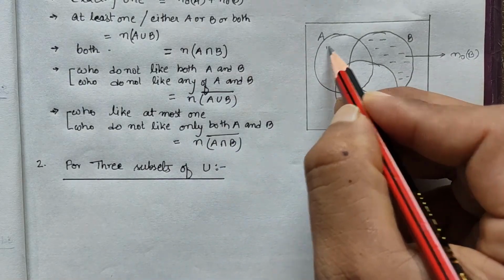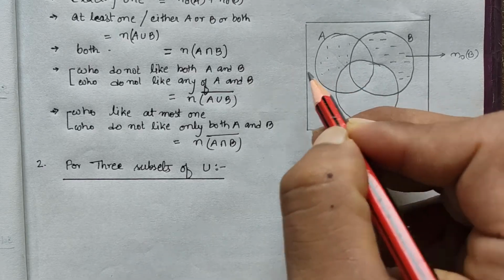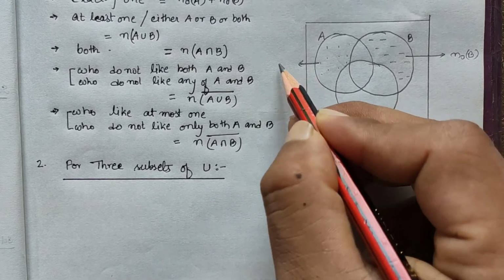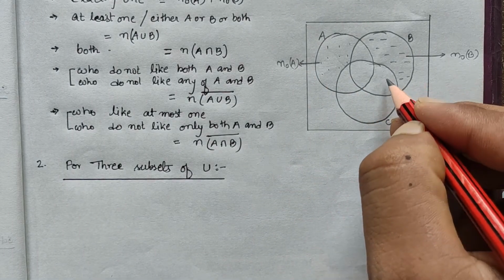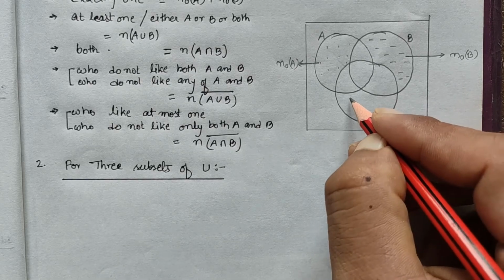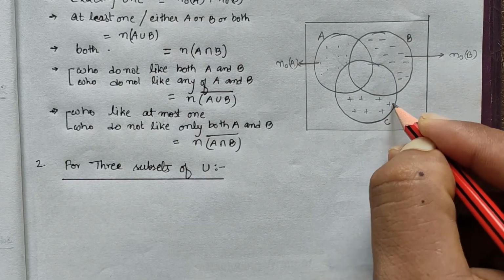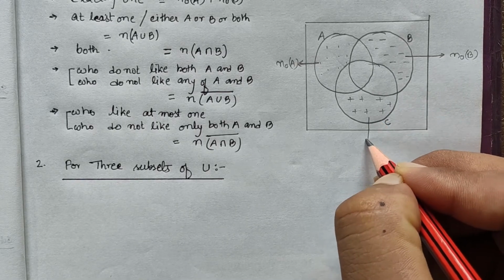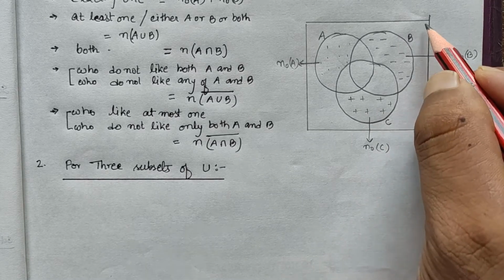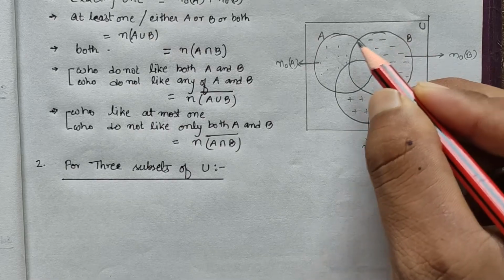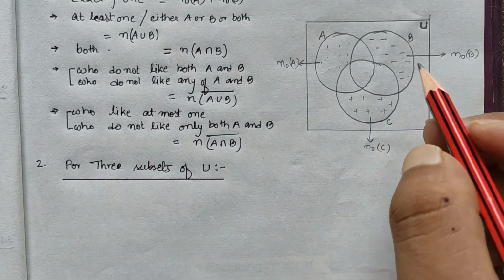Okay, this dotted part, I have dotted here, you can say this one is only A. And let's say this plus part, we say it is only C part. Okay, and I forgot to write here U. The sets A, B and C are the subsets of universal set U. So don't be confused.